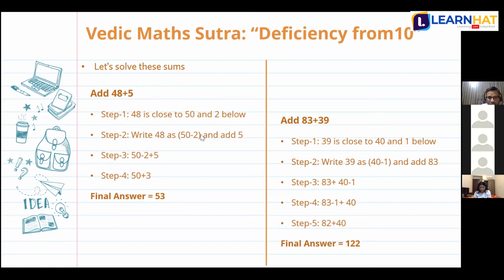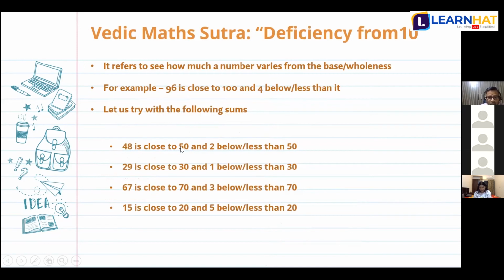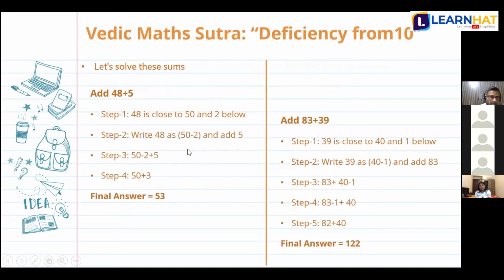This is what I was showing you on the previous slide, right? 48 is close to 50. 96 is close to 100. 29 is close to 30. After 48, how many numbers? 49, 50. So it is two numbers below 50. So like that, you need to remember.